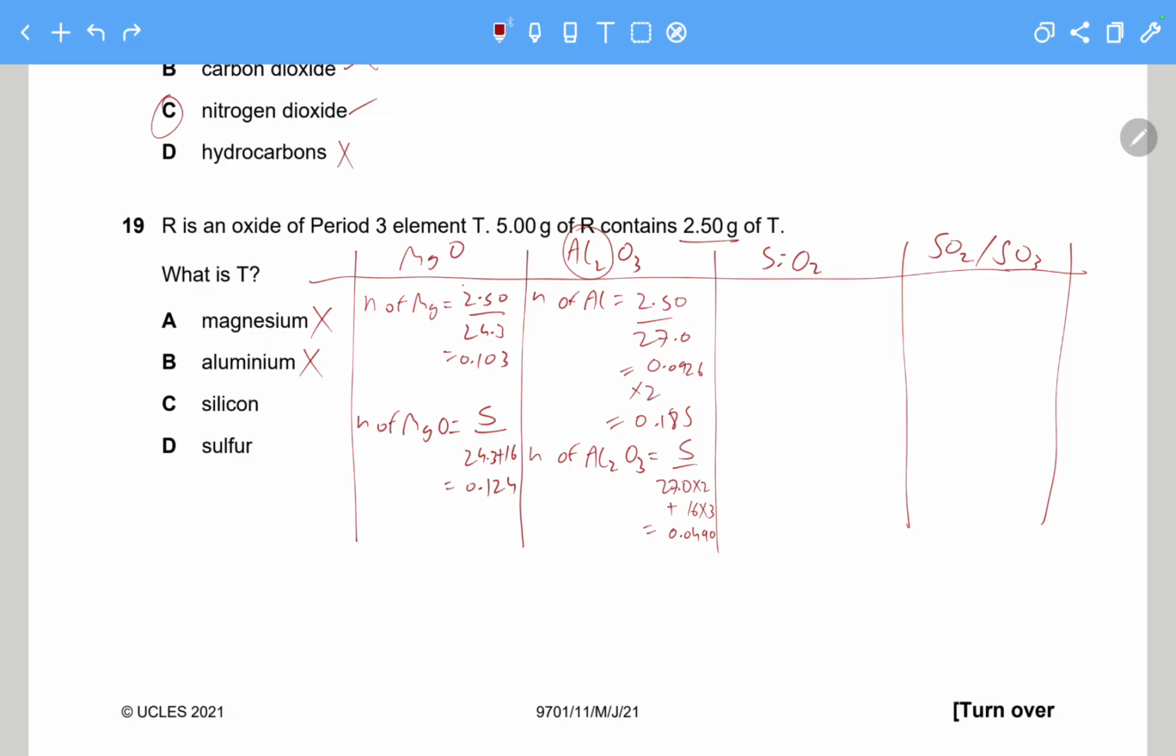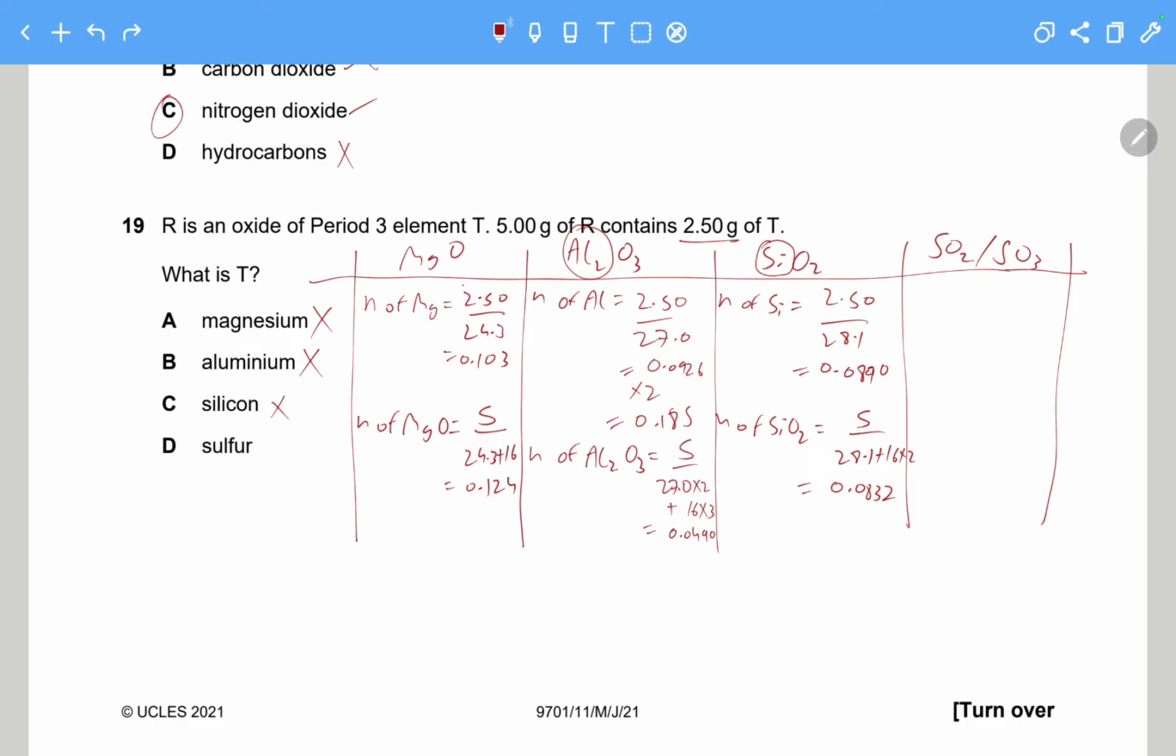Silicon dioxide, we know 1 mole of silicon will form 1 mole of the oxide because there is 1 unit of silicon in the oxide. So N of Si is equal to 2.50 over 28.1, which is 0.0890. And then N of SiO2 is equal to 5 over 28.1 plus 16 into 2, which is equal to 0.0832. Looks similar, but I won't say it's equal. So I'll cross out silicon for now. Let's see what happens with the sulfur.